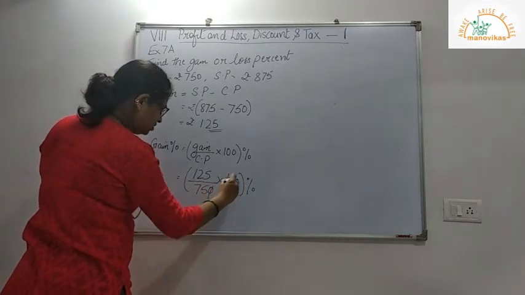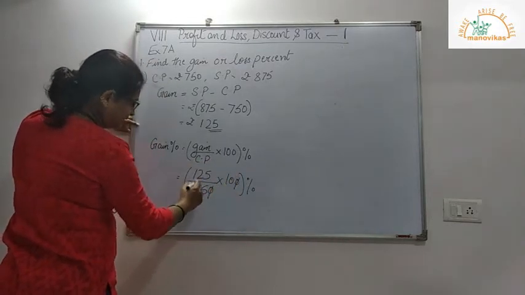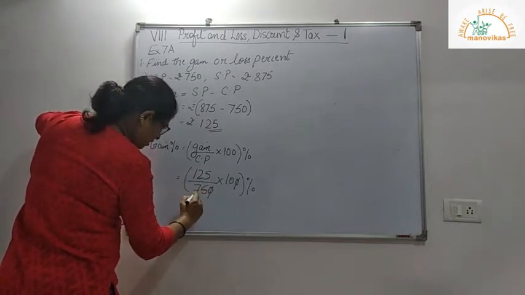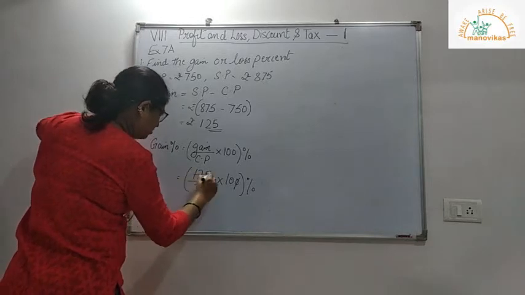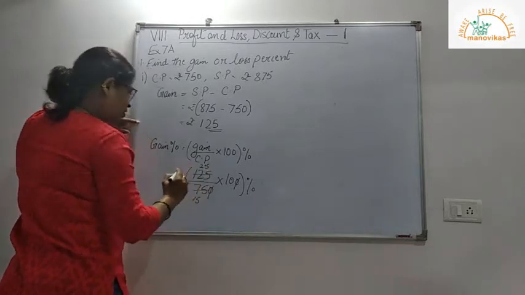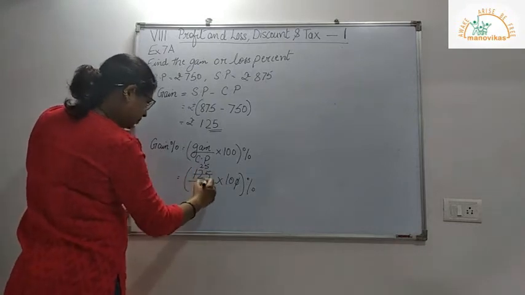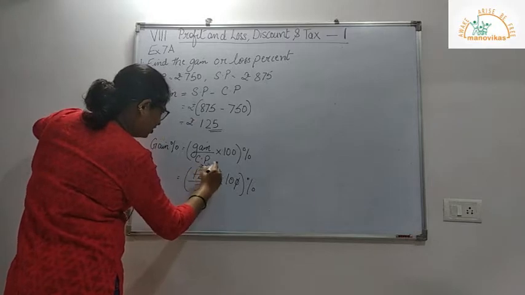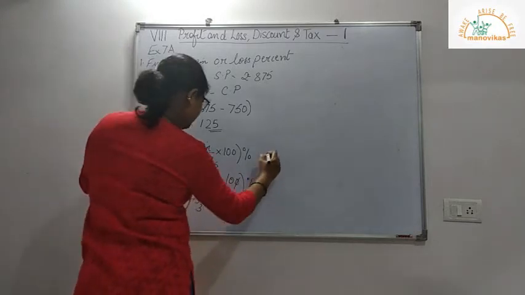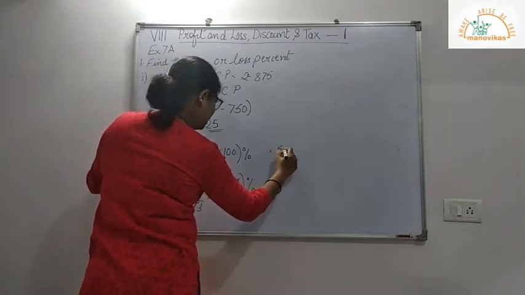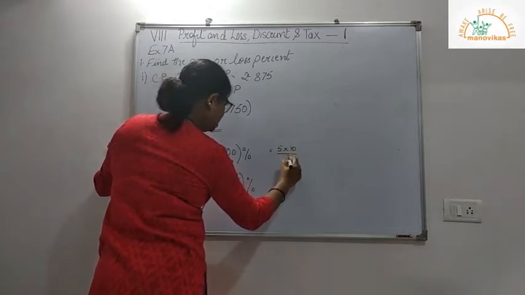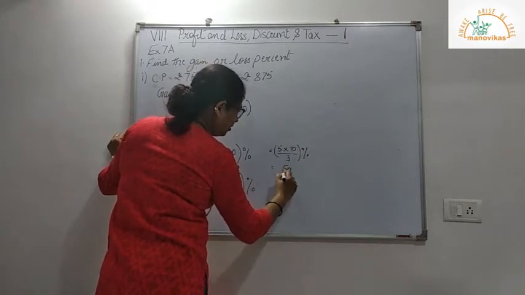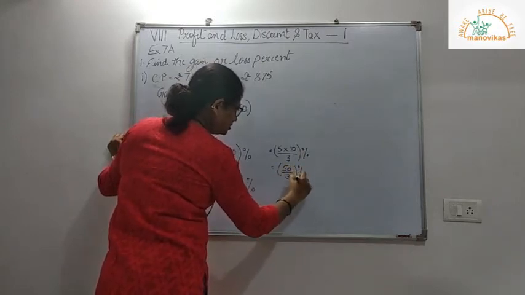So let us find the gain percent now. I can cancel out this 0 with this 0. Now I can cancel this with 5: 5 1s are 5, 5 2s are 10, 5 3s are 15. So I get here 5 into 10 upon 3%. So this is 50 divided by 3. So let us see how much we get.